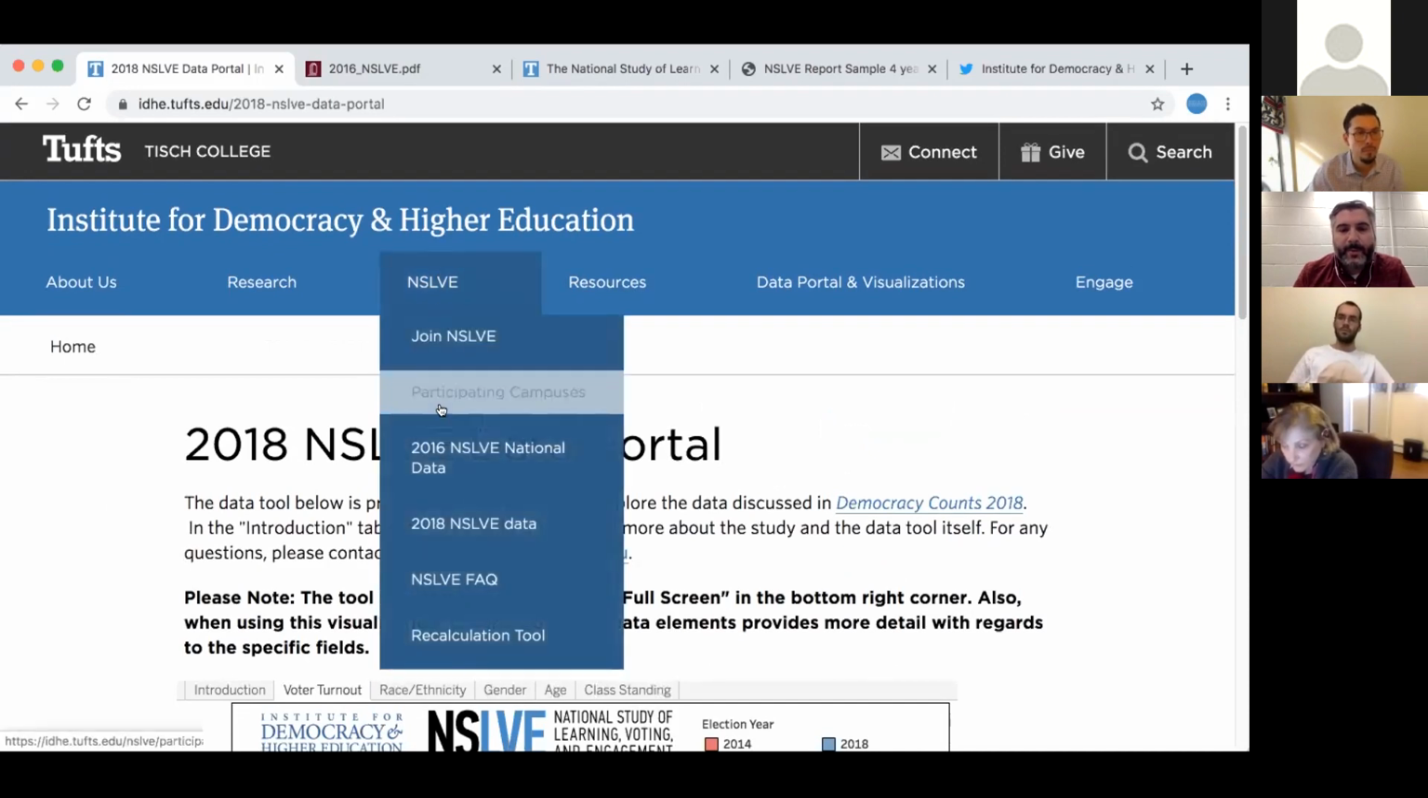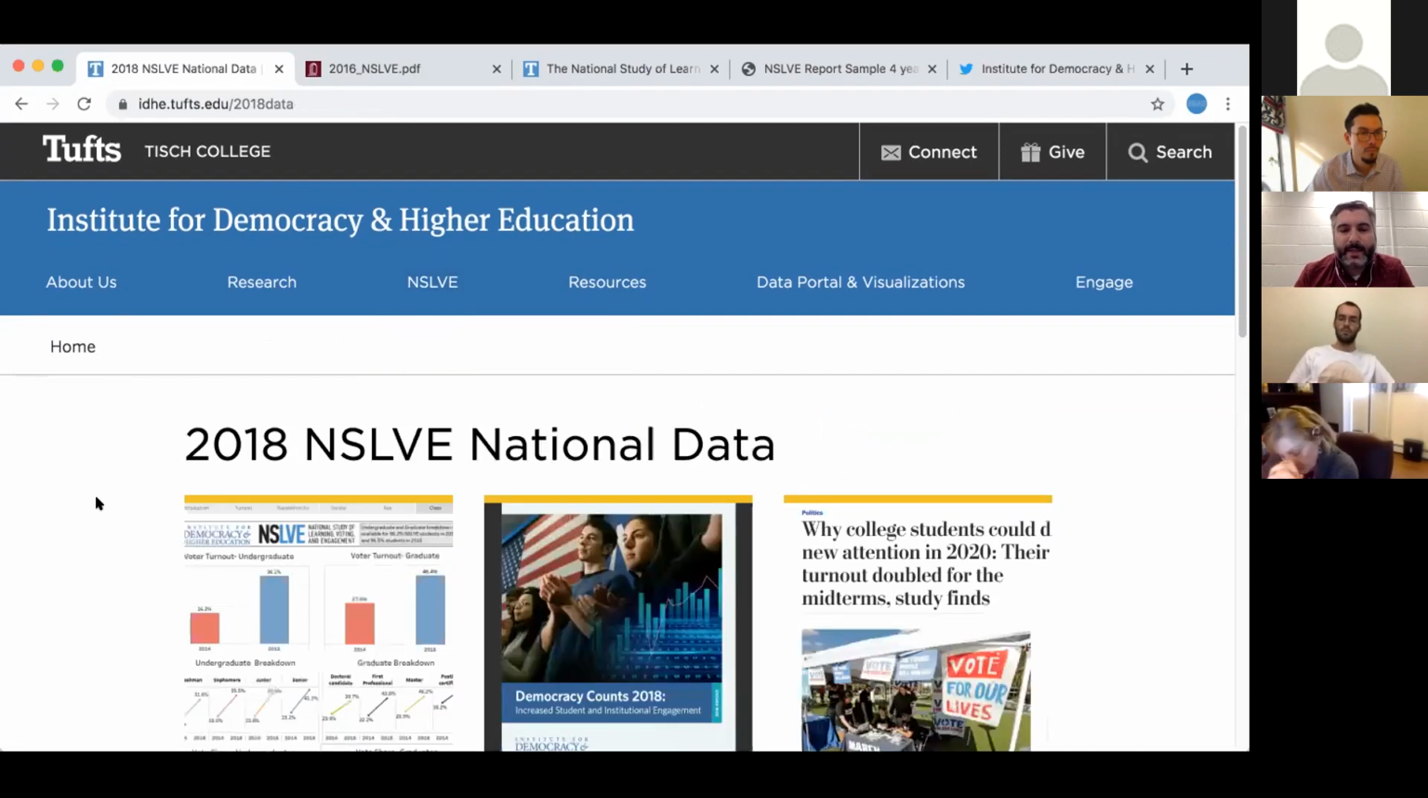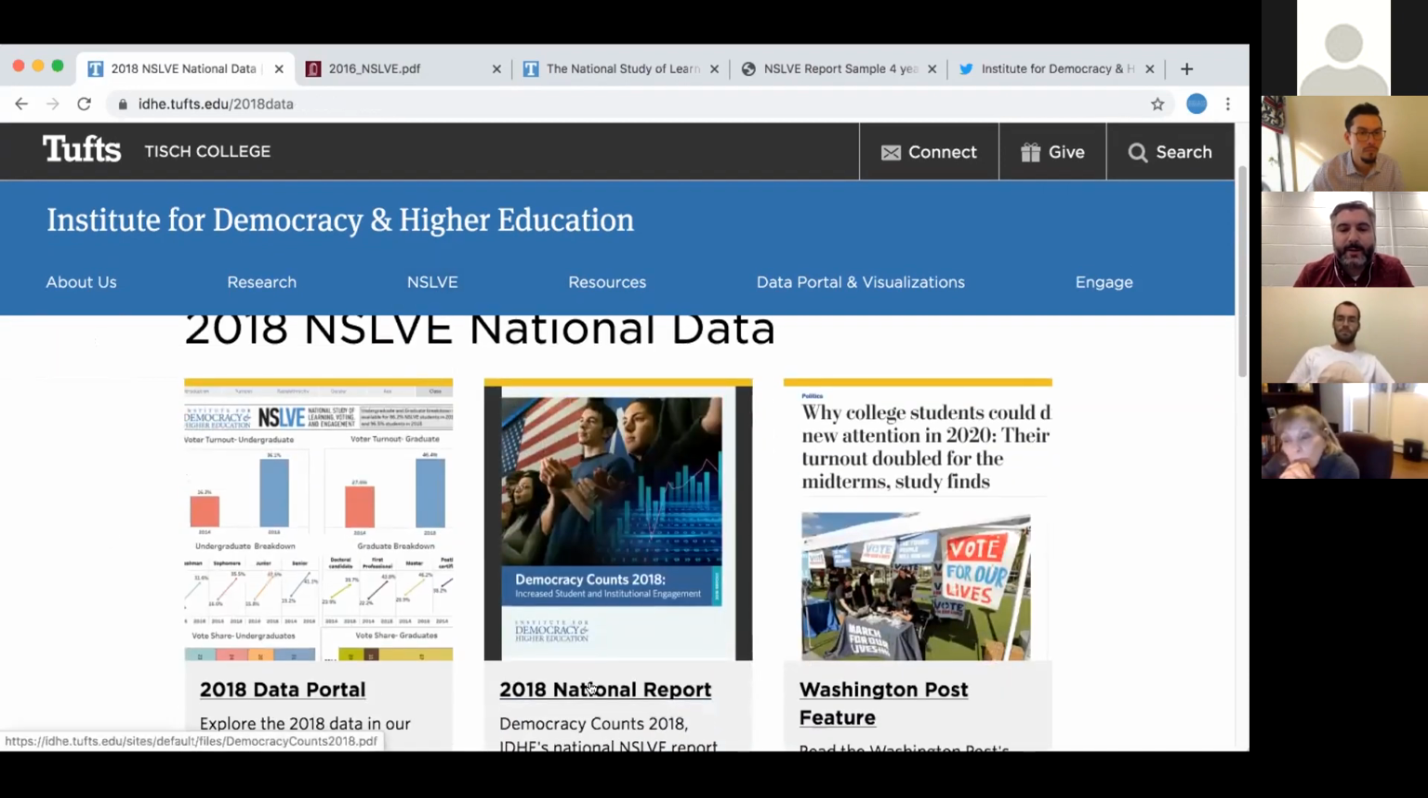And if you want to read more about the individual election years, under the NSolve tab, you can find more. So in 2018, you can read our full report here under the 2018 tab. Here in the middle, Democracy Counts 2018, which is our report on the 2018 numbers.